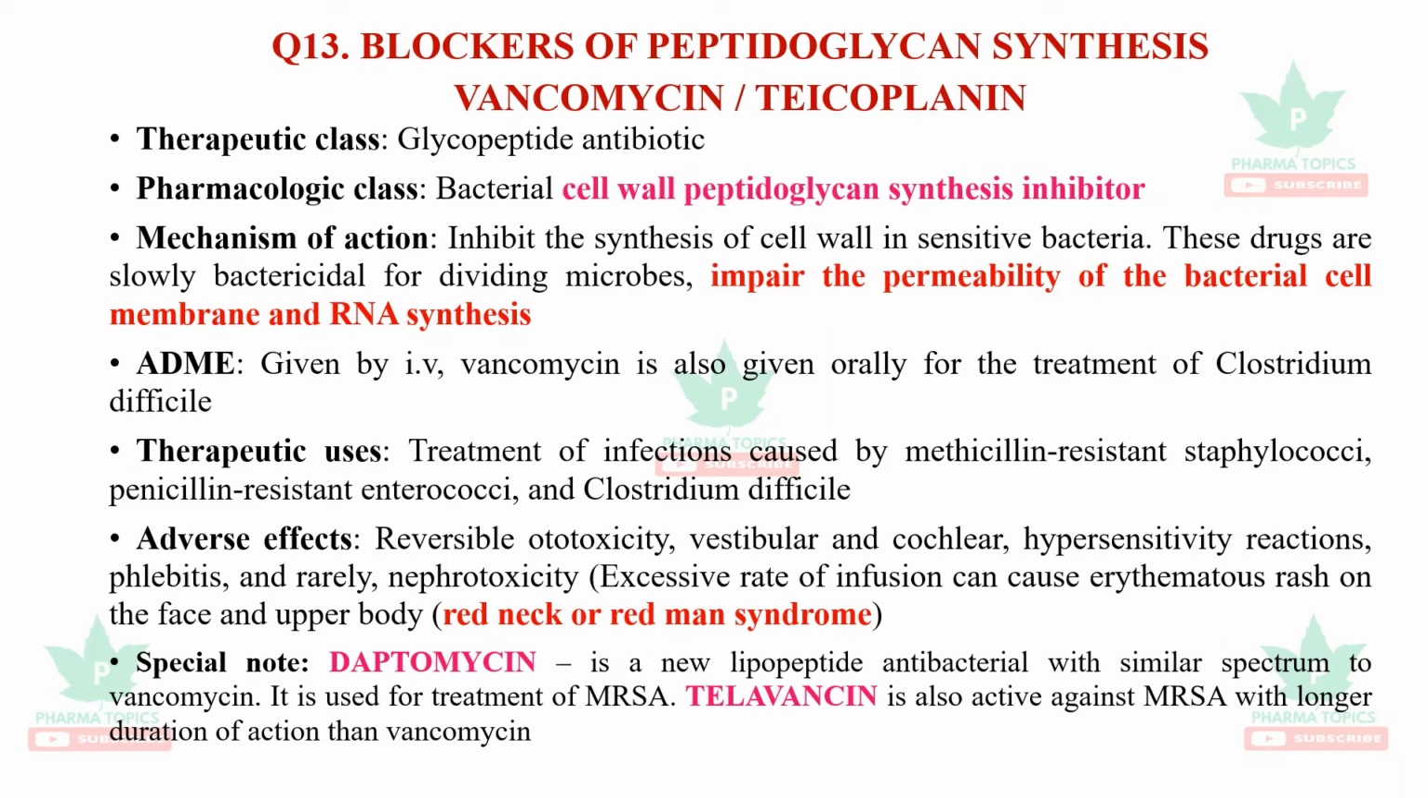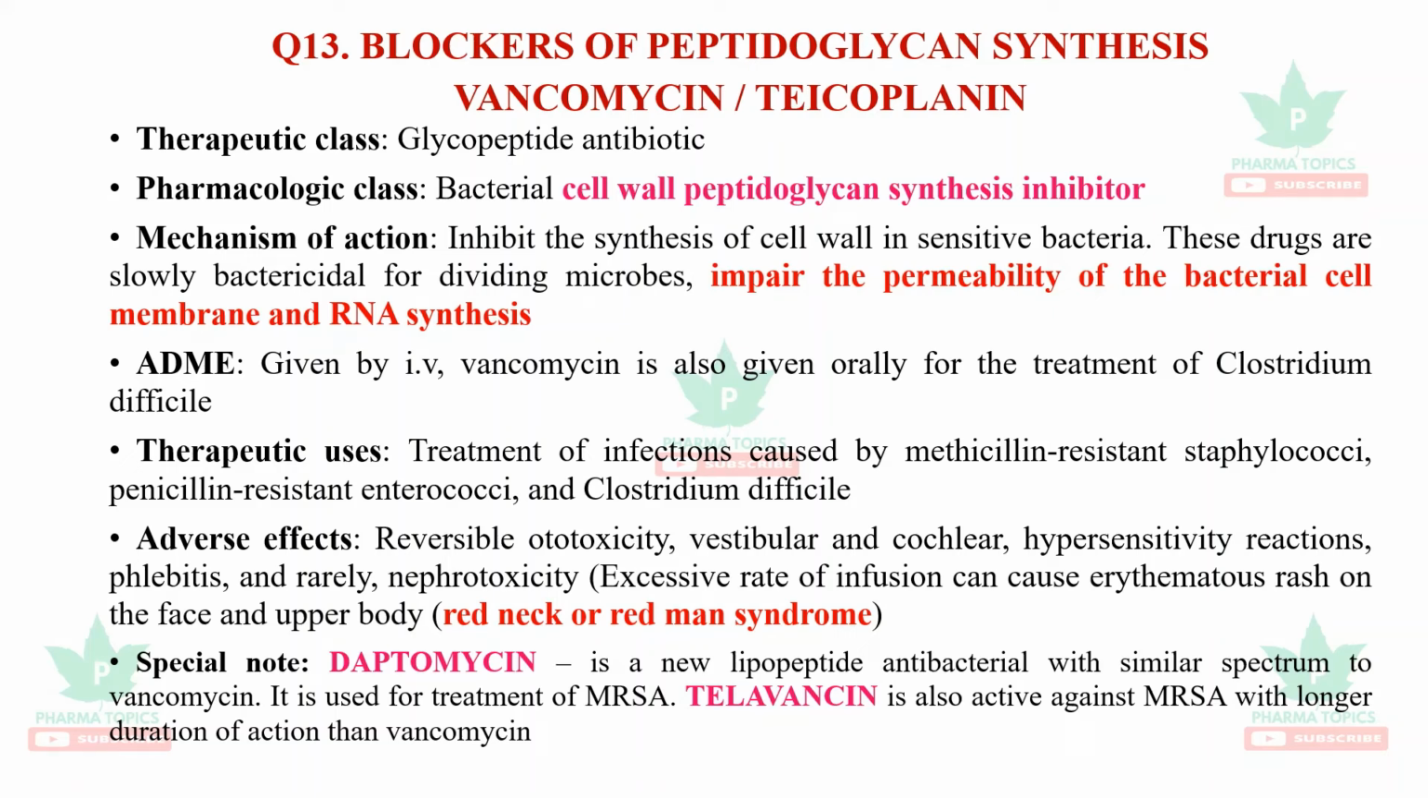Question number 13. It is the blockers of peptidoglycan synthesis. They are vancomycin and teicoplanin. They may be asked in short notes. Vancomycin and teicoplanin are glycopeptide antibiotics. They are bacterial cell wall peptidoglycan synthesis inhibitors. They inhibit the synthesis of cell wall.